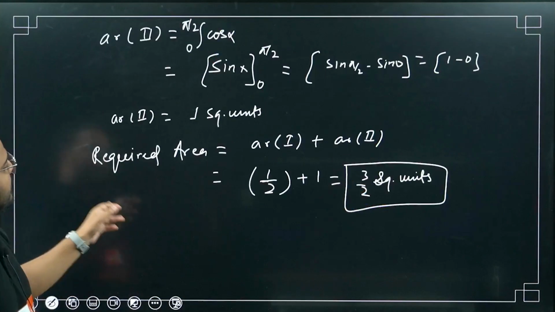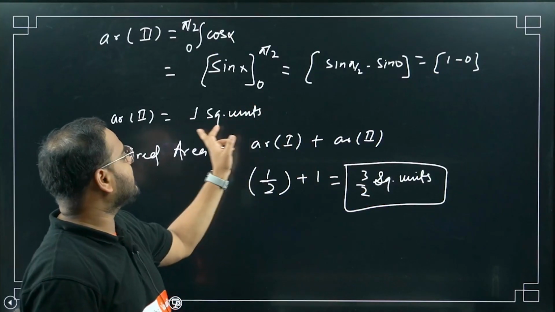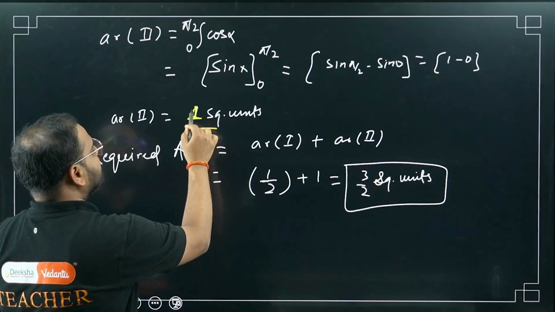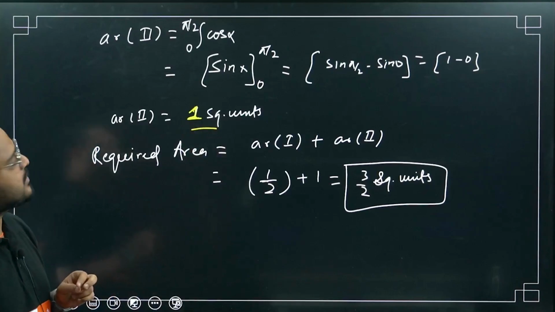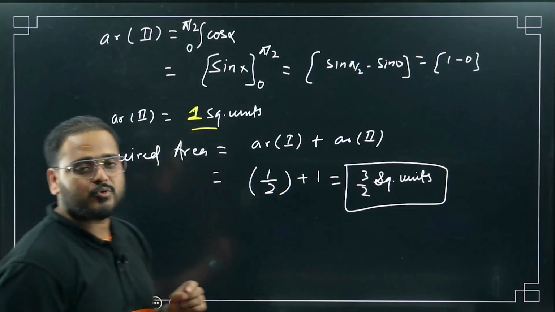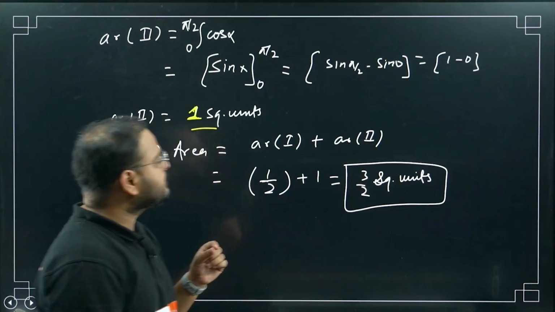Okay, part 1 value is 1 by 2, and part 2 value we got as 1 square unit. So 1 square unit plus 1 by 2 is going to be what? 3 by 2 square units. Okay, simple enough. Let's move ahead.